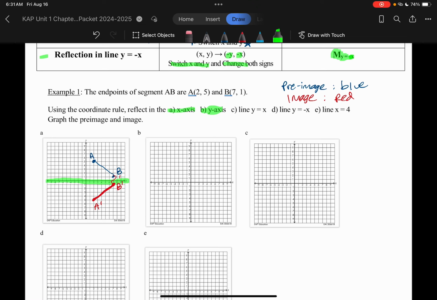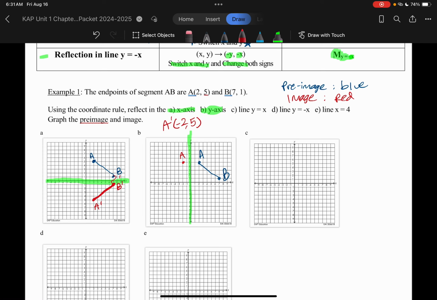Next one, we're reflecting over the y-axis. So this is my line of reflection. And we're working with those same points. We have A (2, 5), B (7, 1). Here we have A, here we have B. So if A is (2, 5), then A prime, which we'll do in red for consistency. Remember, if we're reflecting over the y-axis, we said that the y value stays the same and the x changes signs. So our A prime would be located at (-2, 5).